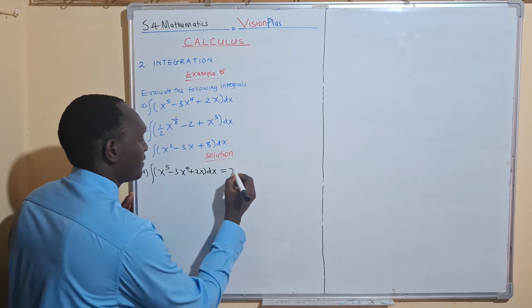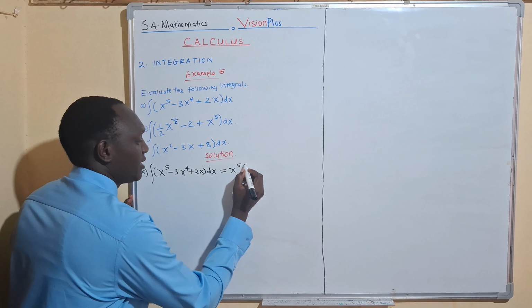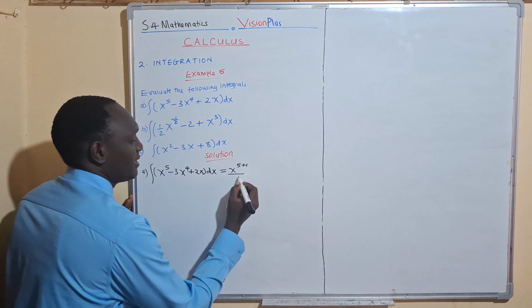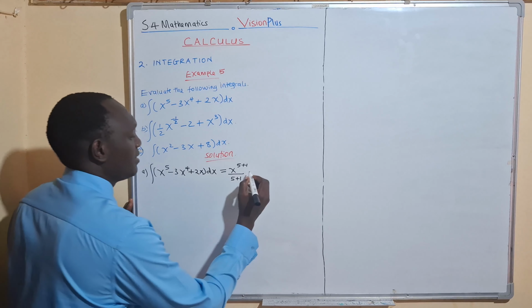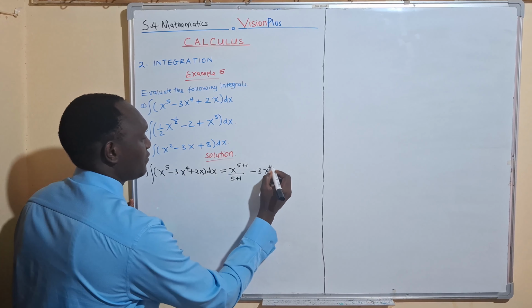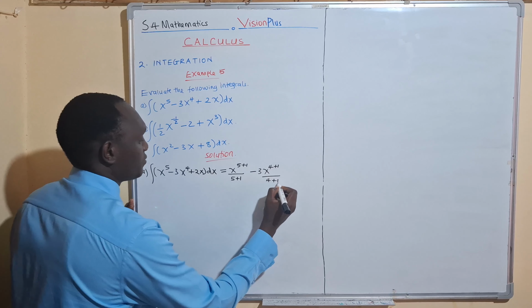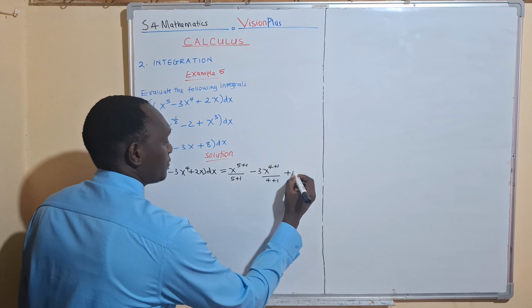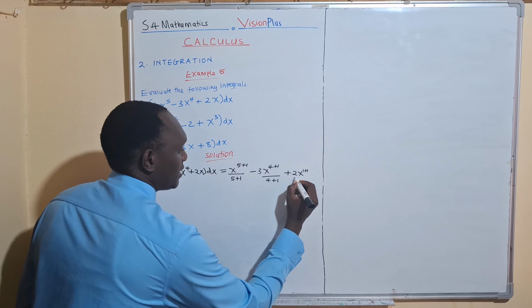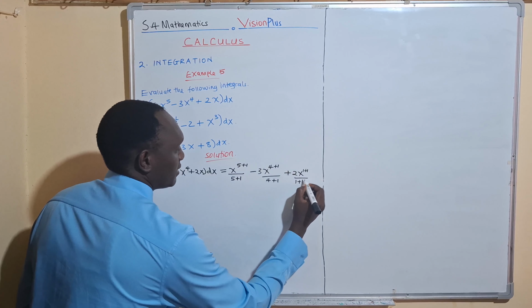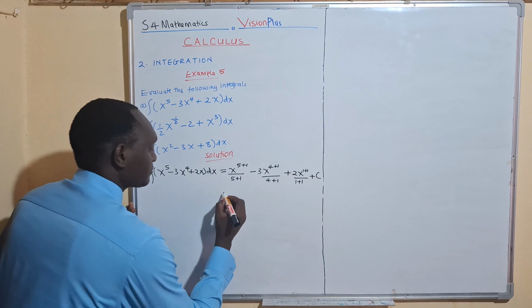This here gives us x power 5, which is the first term. When we integrate, we add 1 to the whole power of x, divide by the new power, which is 5 plus 1. We have integrated that term. Minus 3x power 4, we add 1 and then we divide by that new power 4 plus 1. And then plus 2x. This x has a power 1, so 1 plus 1 out of the new power 1 plus 1. And then plus c, which is the constant of integration.